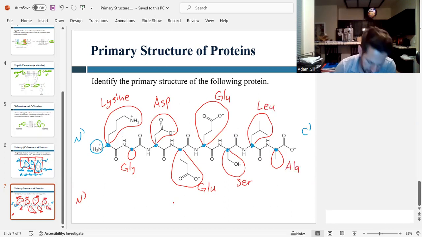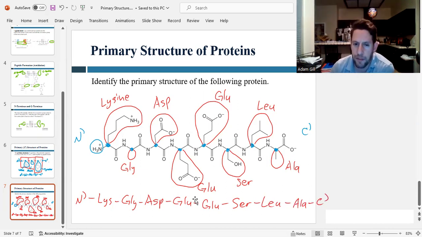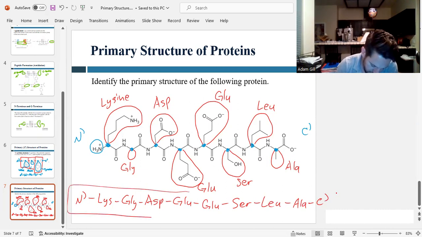And so our primary sequence from N to C would be lysine, glycine, aspartic acid, glutamic acid, another glutamic acid, serine, leucine, and alanine. And then we're at the C-terminus. And so that is the primary sequence of this peptide.